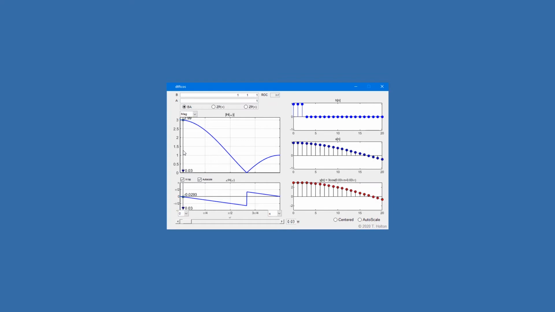As we change the frequency of the cosine by mousing in the axis and pulling, the frequency of the input changes, and the output shown in the third panel here has a magnitude and phase which are given by the magnitude and phase of the DTFT. You can also change the frequency of the cursor with the slider or by entering a value here.